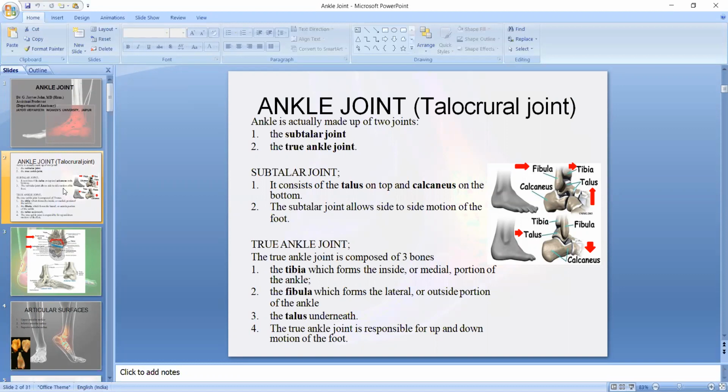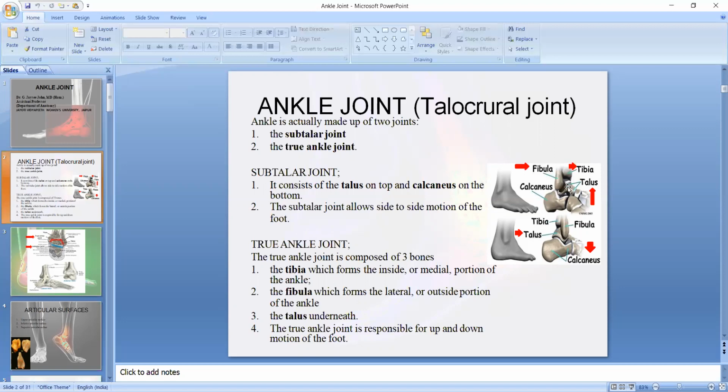The true ankle joint is composed of three bones: the tibia, fibula and talus. The tibia forms the inside and middle portion of the ankle, the fibula forms the lateral and outside portion, and the talus lies underneath. The true ankle joint is responsible for up and down motion. So we can see here, this is the fibula, this is the tibia, and there is the talus, and this formation of the joint facilitates the movement up and down.